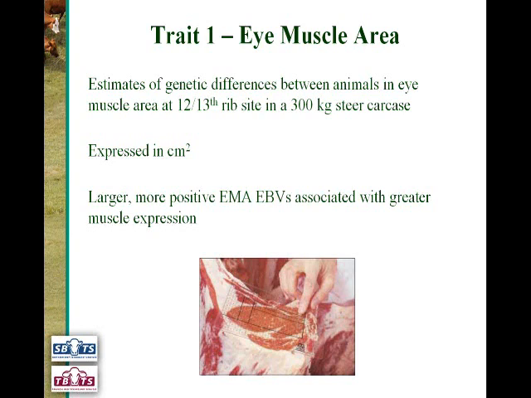And that way we're getting an EBV relating to carcass composition, and more particularly to their muscling, their degree of muscling. The EBV itself is expressed in square centimetres, so that's the units, with larger, more positive eye muscle area EBVs, so higher eye muscle area EBVs, being associated with an increase in the square centimetres of eye muscle, and hence greater muscle expression. So that there is the eye muscle area EBV.